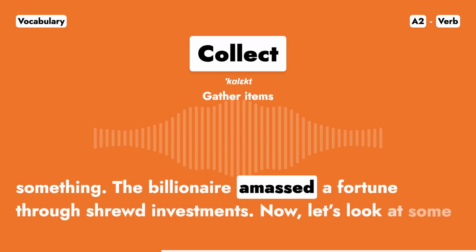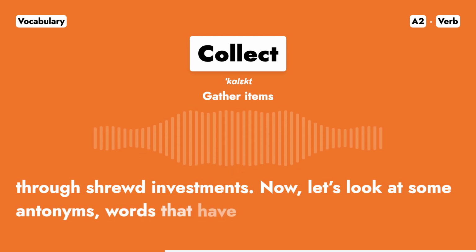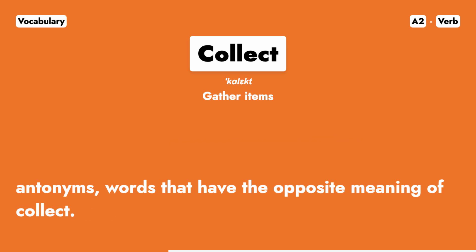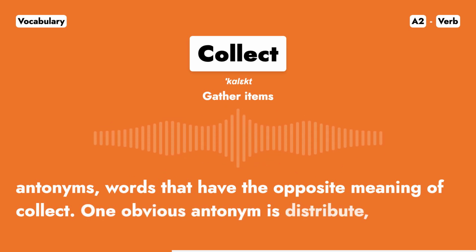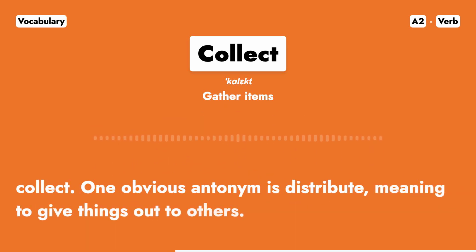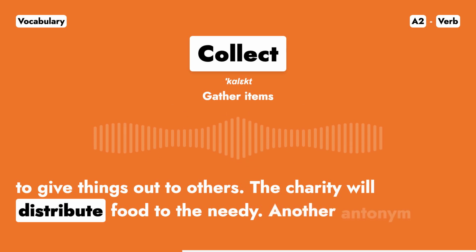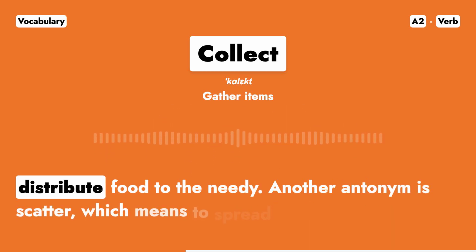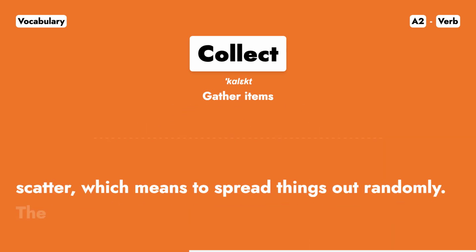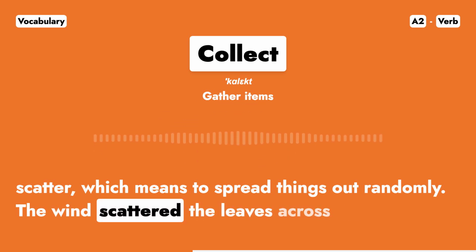Now, let's look at some antonyms, words that have the opposite meaning of collect. One obvious antonym is distribute, meaning to give things out to others. The charity will distribute food to the needy. Another antonym is scatter, which means to spread things out randomly. The wind scattered the leaves across the yard.